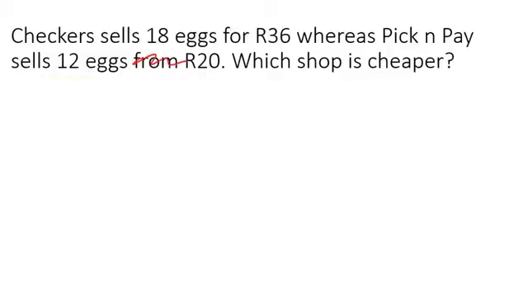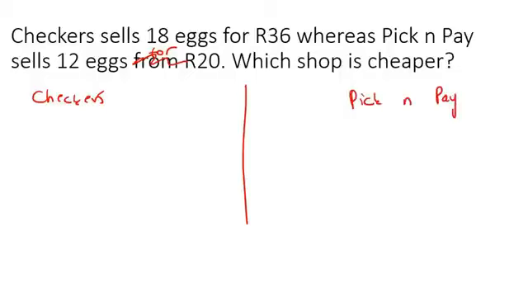Checkers sells 18 eggs for 36 Rand, whereas Pick n Pay sells 12 for, well, this is supposed to say 4, for 20 Rand. Which shop is cheaper? Okay, so what we do, because you cannot compare them at the moment, because here it's 18 eggs, but here it's 12. And then we've got Pick n Pay. Okay, so Checkers is 18 eggs, and that's going to be 36 Rand. And then Pick n Pay is 12 eggs, and that's going to be 20 Rand.